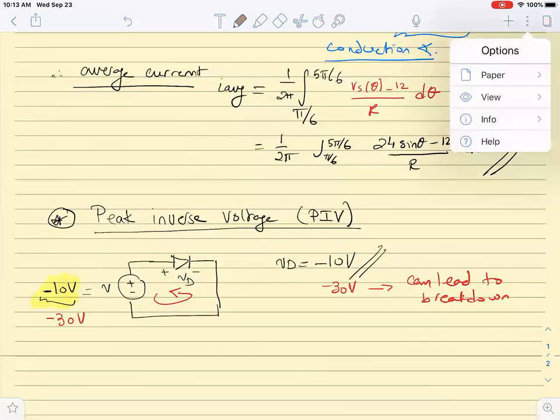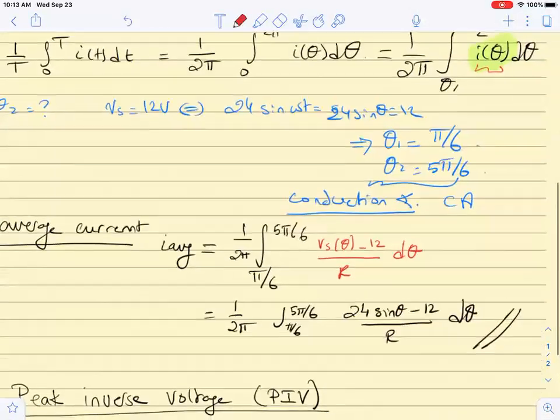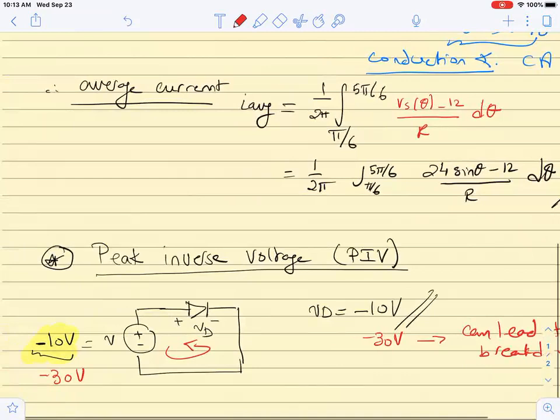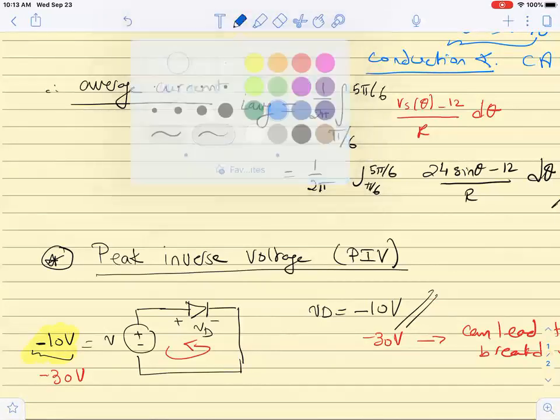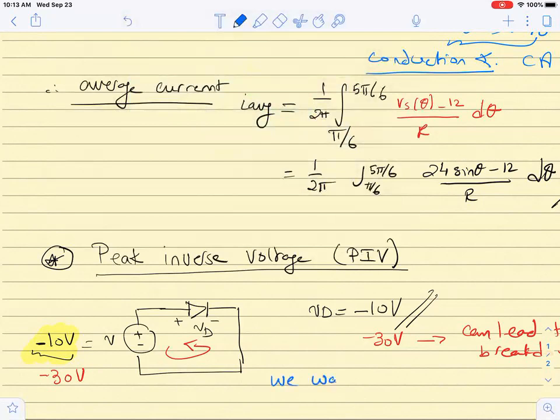So therefore, when we study the real diode, we are going to study that the diode can go to breakdown voltage, or breakdown region, and this is why it is important for us. We want to find in a given circuit the peak inverse voltage, meaning the maximum negative voltage applied across the diode. So this is important for us to know how much it is tolerating.